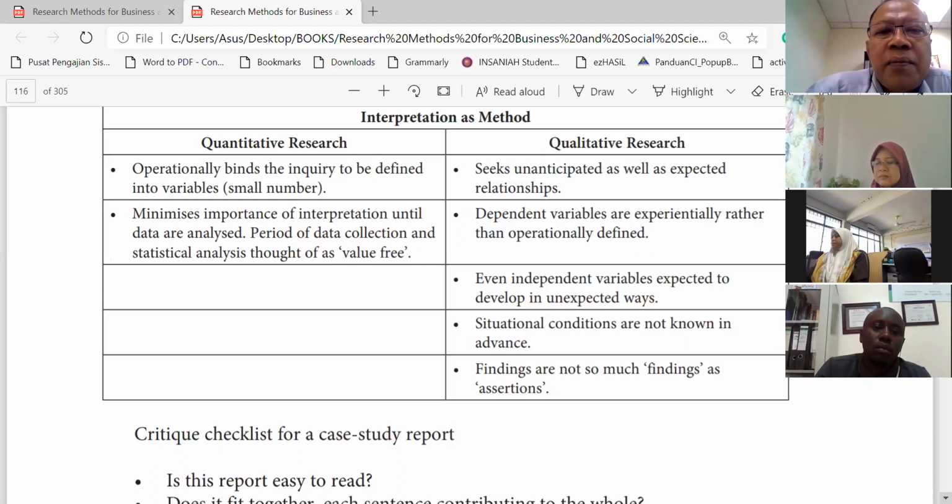In qualitative research, it seeks unanticipated as well as expected relationships. For example, you go for interviews, observations. Sometimes the researcher finds unanticipated relationships or unanticipated findings. And dependent variables are experientially rather than operationally defined. In qualitative research, sometimes the researcher has very little knowledge about the dependent variable. Blur is still blur about the dependent variable until he or she goes, collects the data and analyzes.